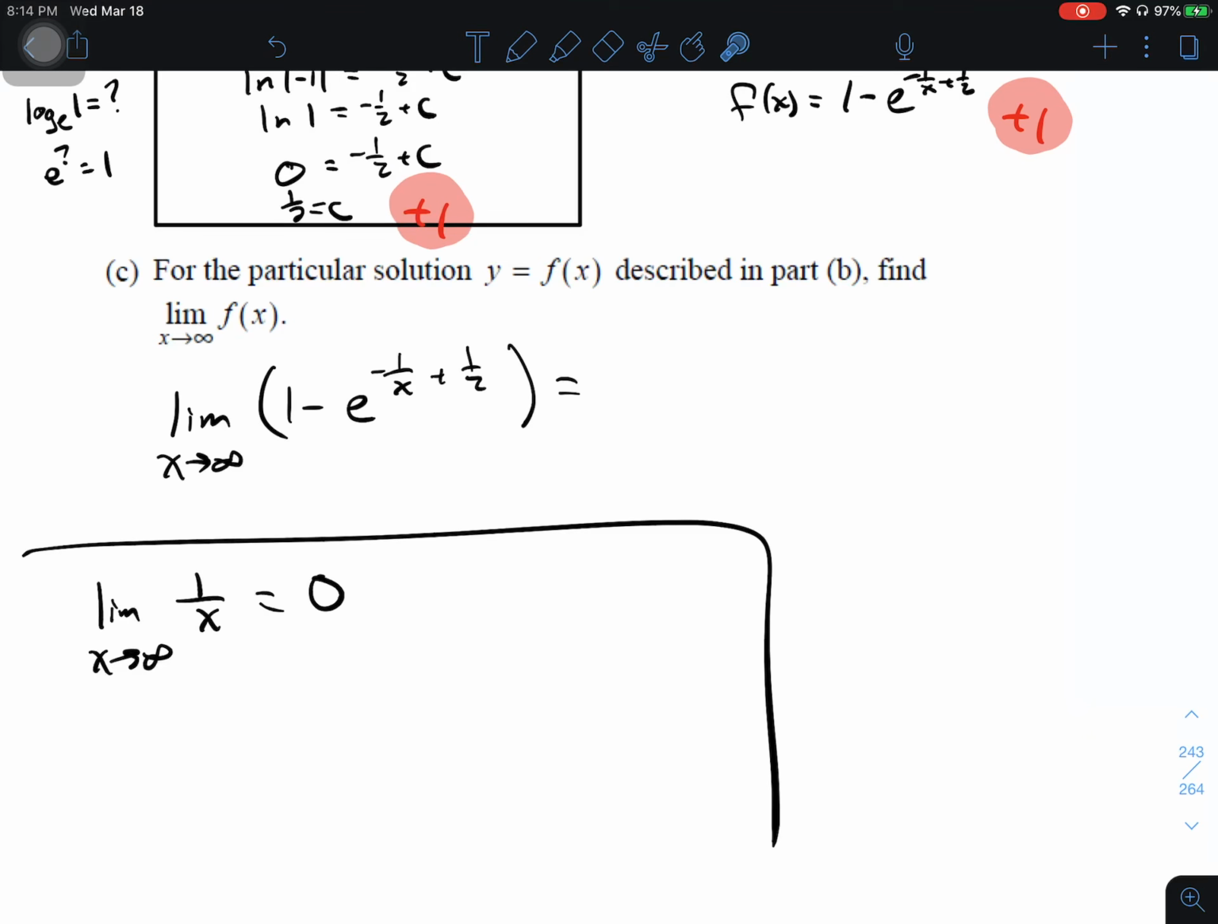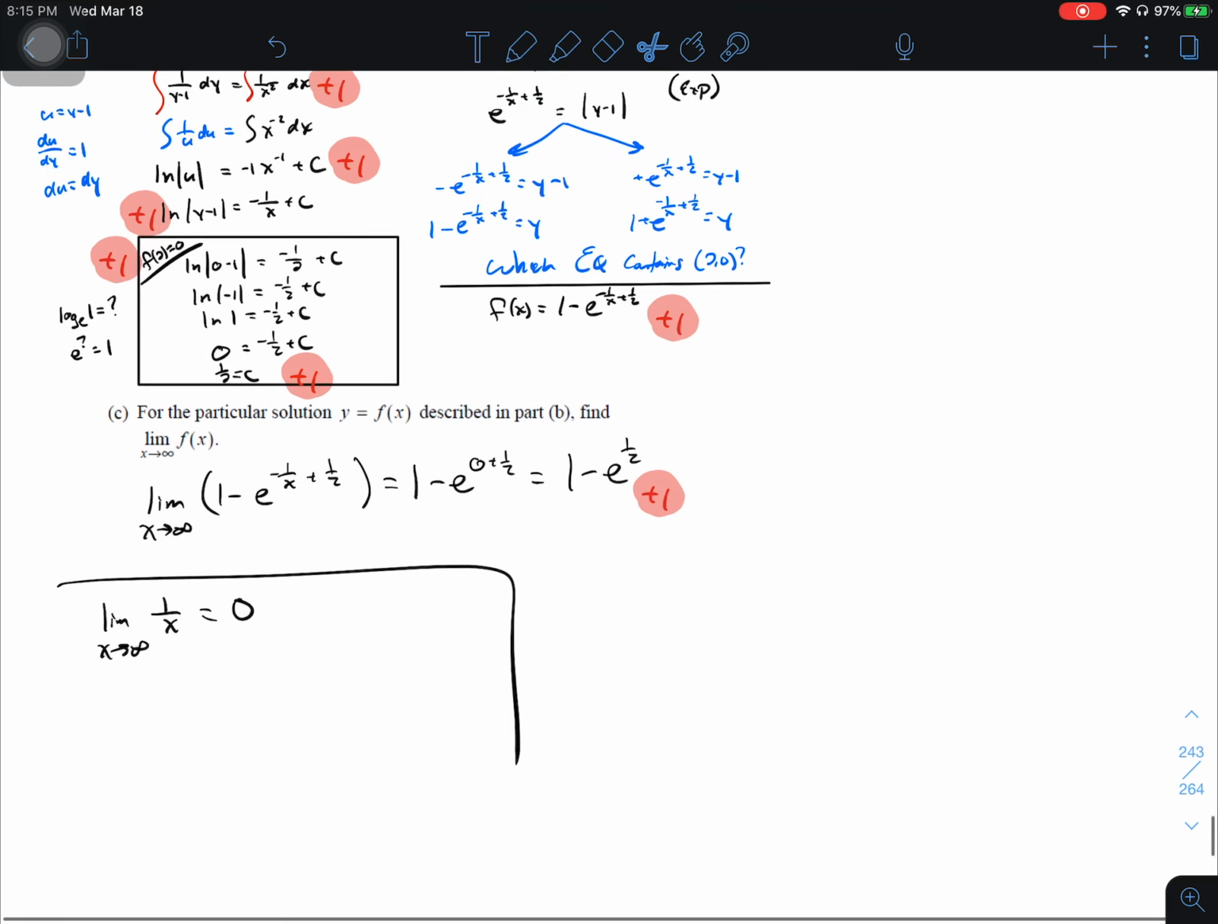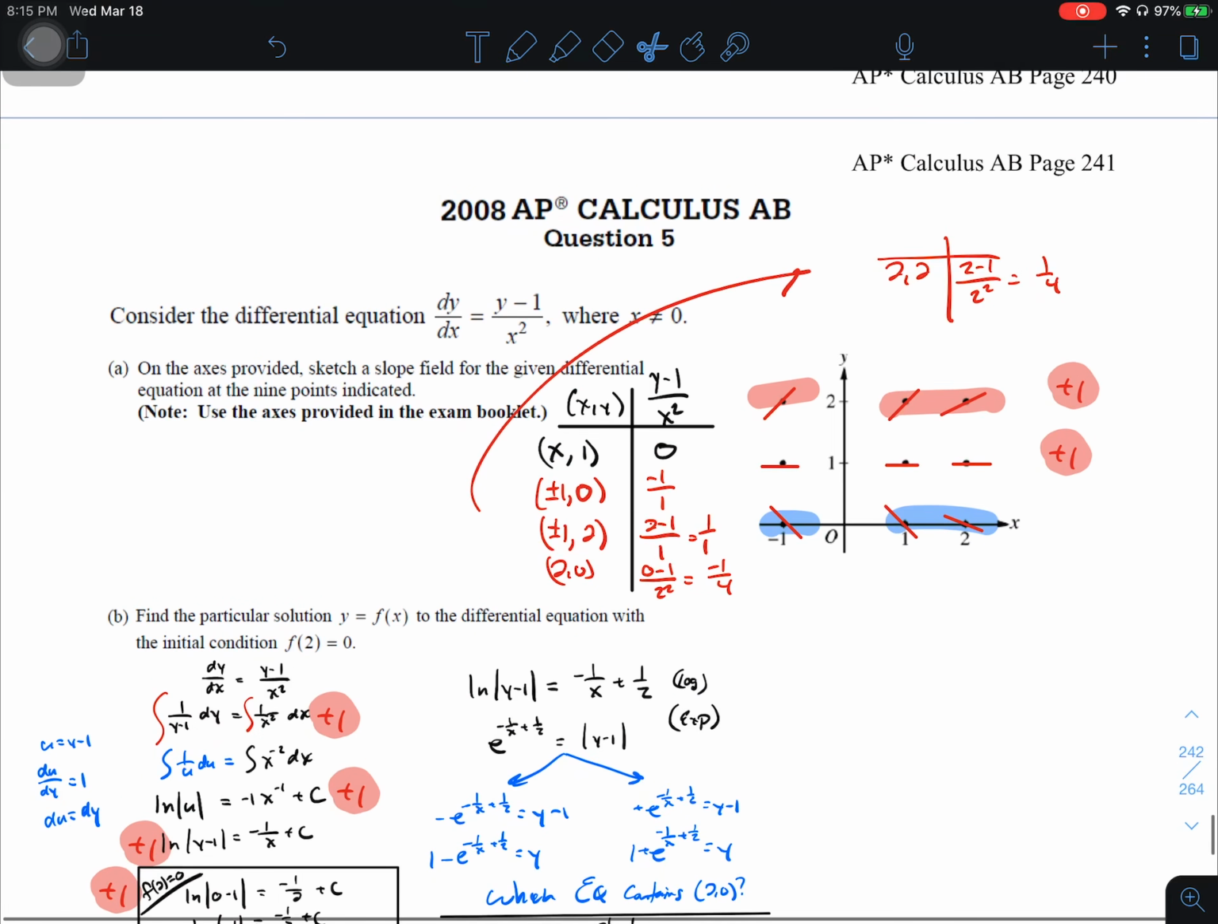So with that in mind, if we evaluate this limit, 1 is going to approach 1. And this fraction here, negative 1 over x, as x approaches infinity, that's going to approach 0. And then 0 plus 1/2 is 1/2. So this is 1 minus e to the 1/2. You would get 1 point for evaluating that limit correctly. All right, that concludes the 2008 number 5 question.